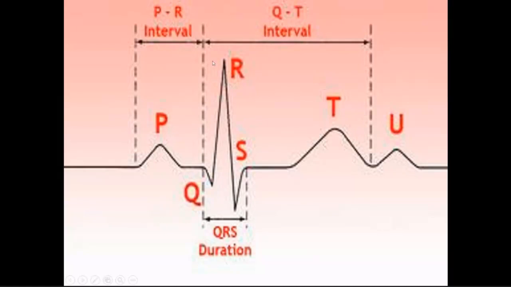So you can see here that from the beginning of the Q wave until the end of the T wave, this is called the QT interval. And from the beginning of the P wave to the beginning of the QRS or the R wave, we call this the PR interval. This picture is very clear and shows how you read and understand an ECG.